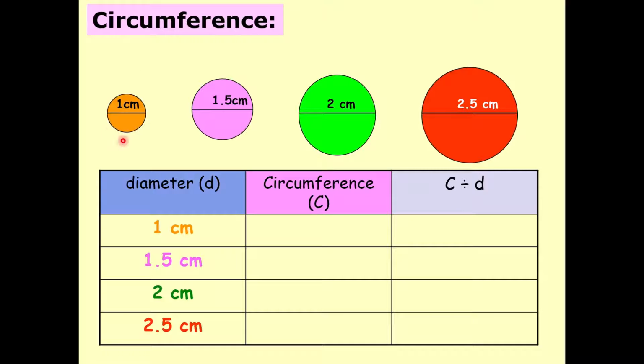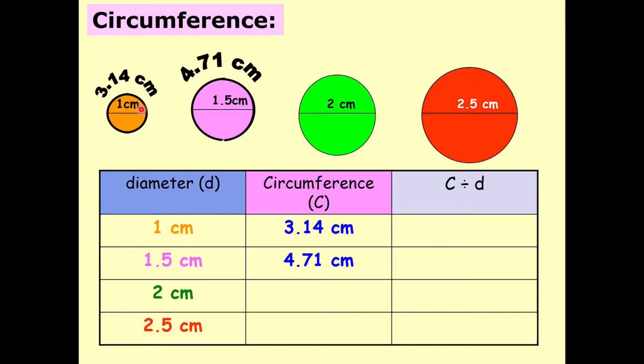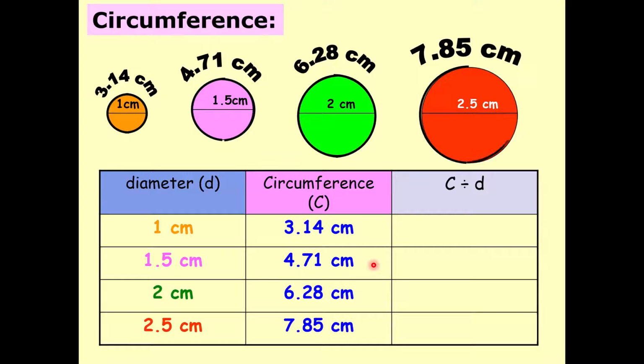So let's look at our orange circle. We're told that the diameter of this circle is 1 centimetre and the circumference is 3.14. The pink one is 1.5 centimetres for the diameter and the circumference is 4.71. The green one, 2 centimetres diameter with a circumference of 6.28, and the large red one, 2.5 centimetres for the diameter and 7.85 for the circumference. So we're told this information.